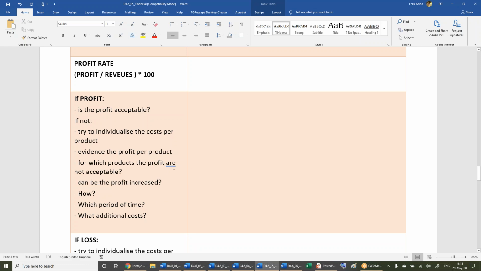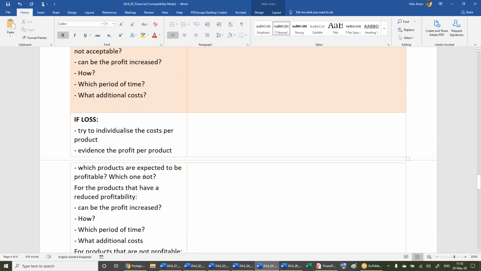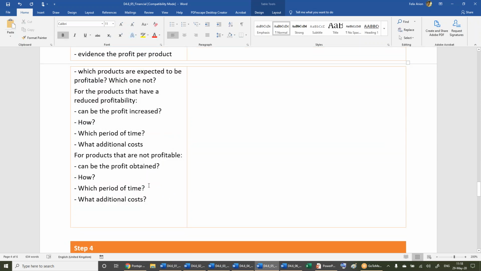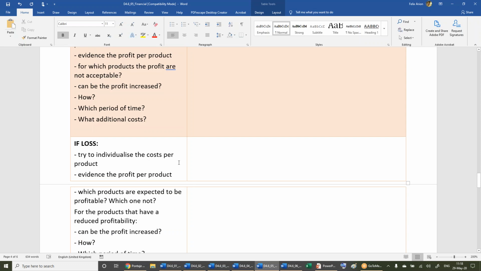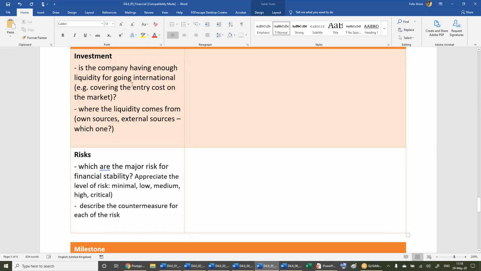And just look how that can be adapted and increased. Which period of time will be some additional cost for changing that? If there will be losses, it's quite the same, but from the point of view of reducing the loss, and if it's possible, of course, to eliminate the loss. But sometimes having a loss for a short period of time is not a problem if that will bring you advantages in the long term. Finally, it's your evaluation as a manager at the company.